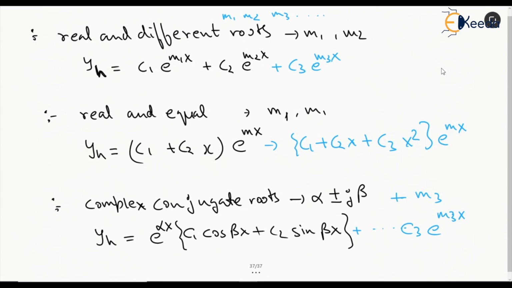So we can combine all of them. There is a possibility that we have real roots also and complex roots also. So we will put both of them together. So this is how we can solve for linear second order or higher order homogeneous equations with constant coefficients.